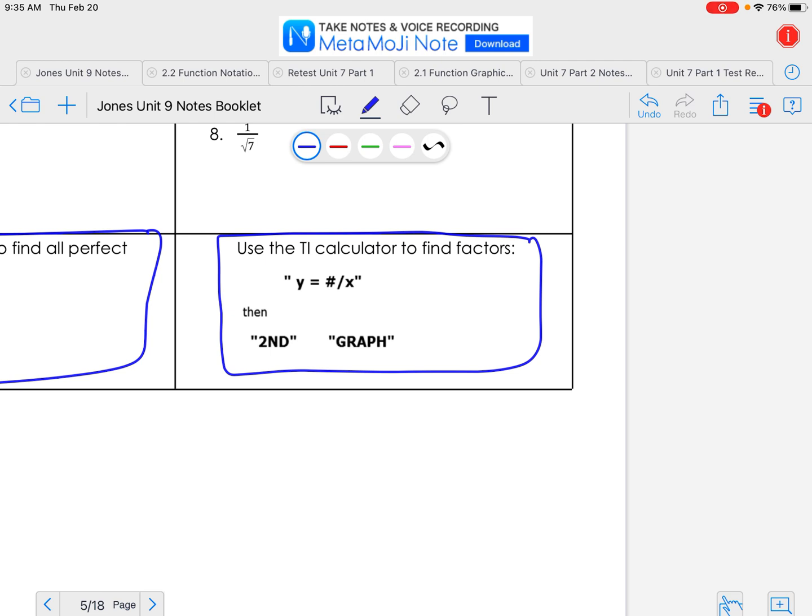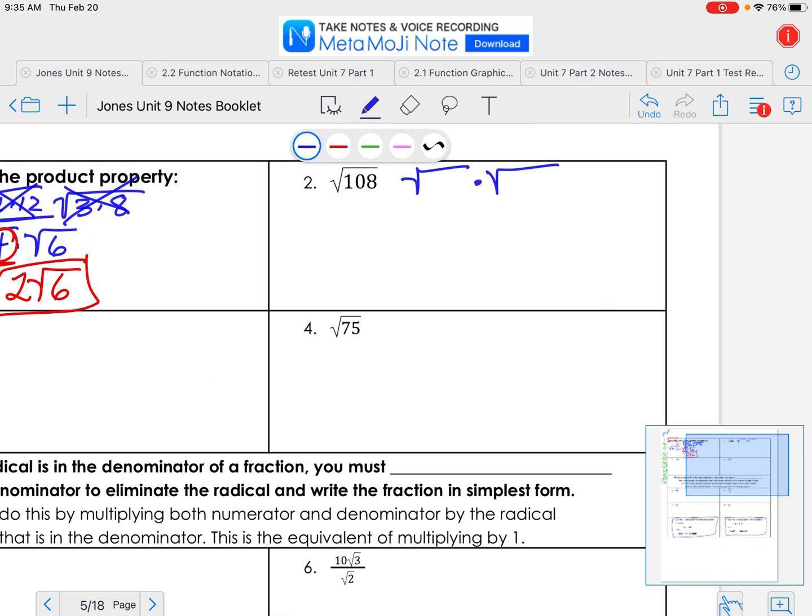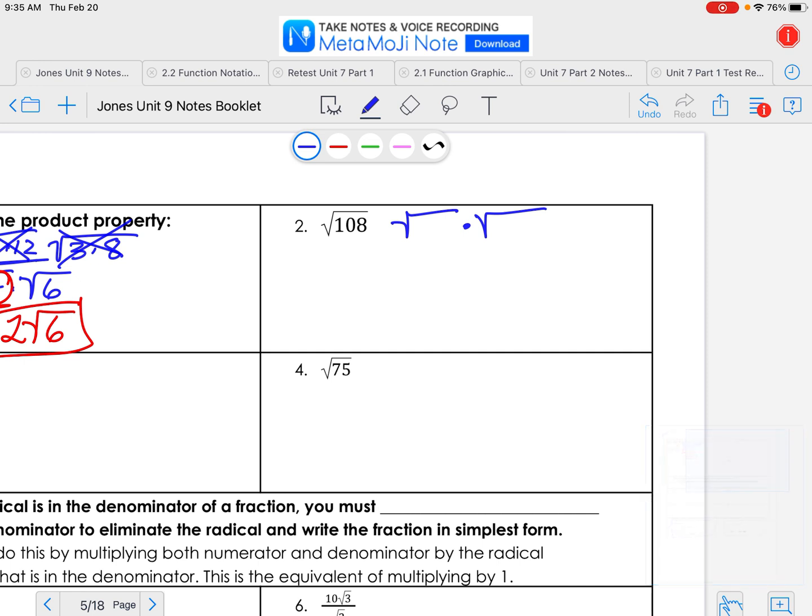I wish I could pull up my calculator on the screen for you, but I can't. So you're just going to hopefully do it with me or imagine. So in y equals, you're going to put 108. Sorry, give me a second to make my calculator work. 108 divided by x, then you go second graph, and you've got a list of factors.